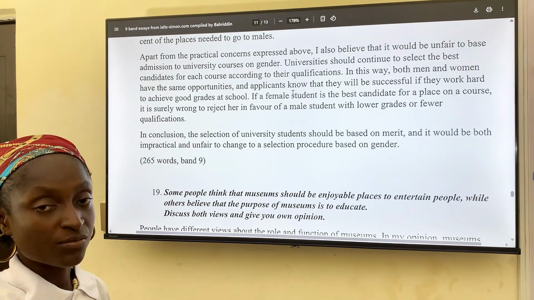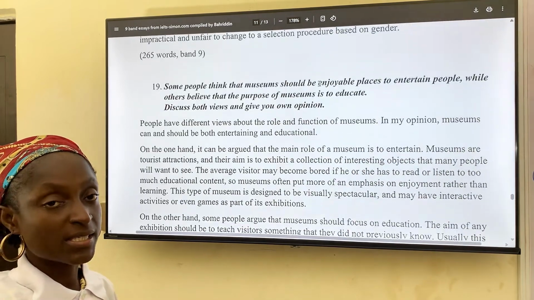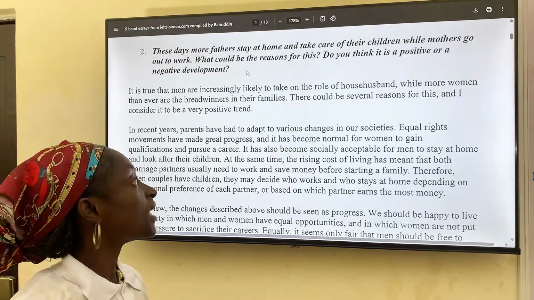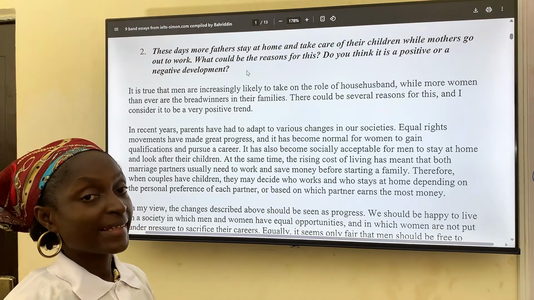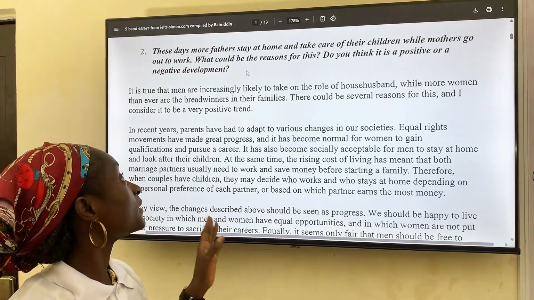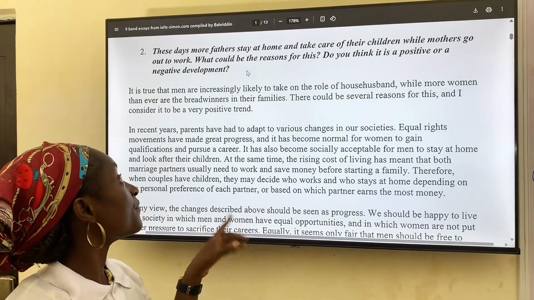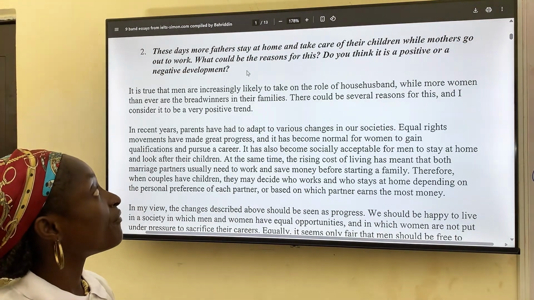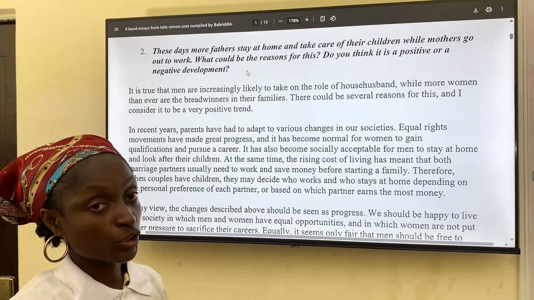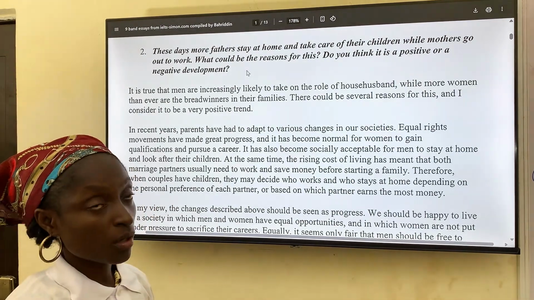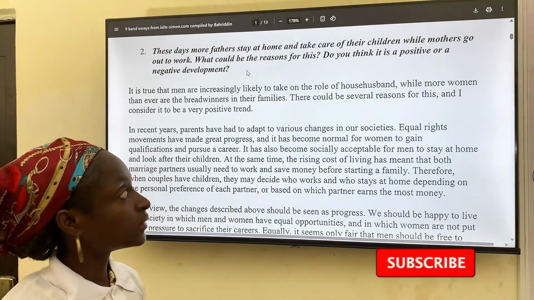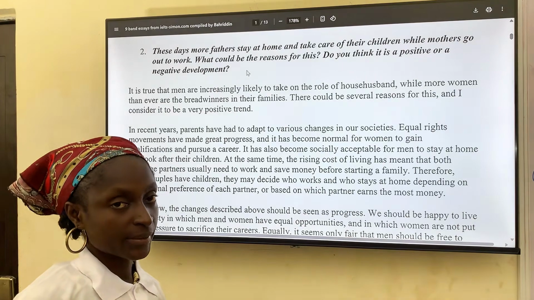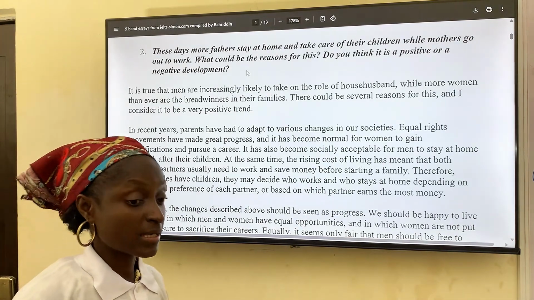Let's see another example that is related to positive or negative development. Okay, here's another example, but this has the phrase, do you think it is a positive or a negative development? So here's the question. These days, more fathers stay at home and take care of their children, while mothers go out to work. What could be the reasons for this? Do you think it is a positive or a negative development? That's the question. So let's see the answer to the question.